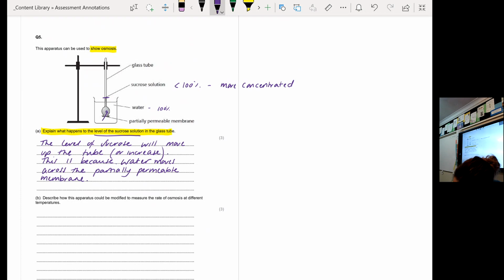Okay. Because the sucrose has a lower concentration of water. That is your 3 marks.